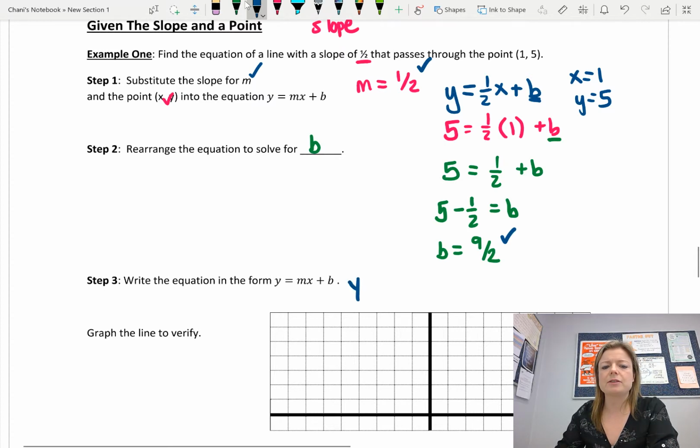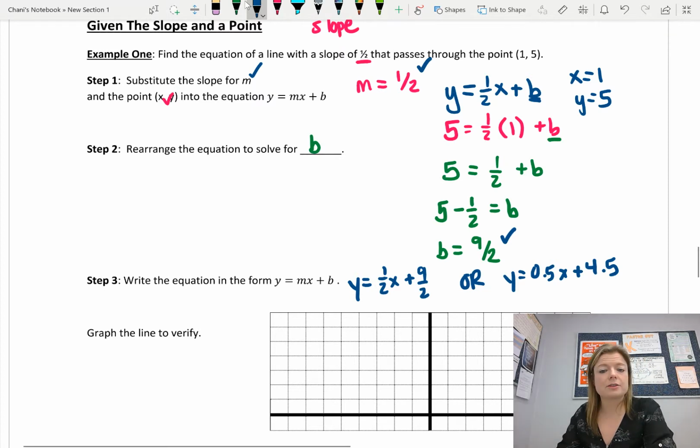So now we know our slope, we know our y-intercept, so we have the equation of a line. So you can write this in 2 ways, either y equals 1/2 x plus 9 over 2, or you can write this as y equals 0.5x plus 4.5. What you cannot do is do one of them as a fraction and one of them as a decimal, either both fractions or both as decimals. So let's graph this line to verify.